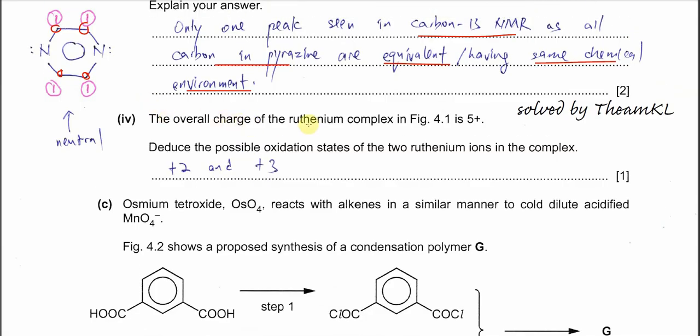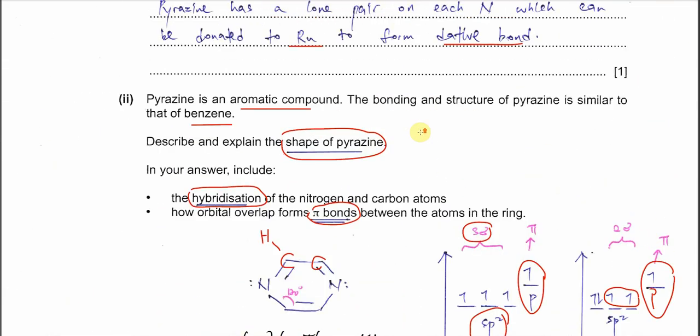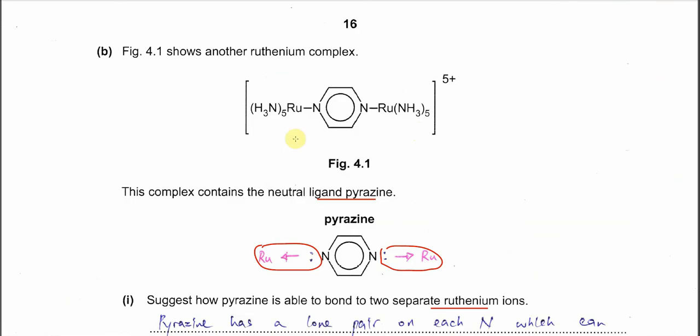Part 4. The overall charge of the ruthenium complex in figure 4.1, as shown just now, is 5 positive. The question asks us to deduce the possible oxidation states for the two ruthenium ions. Since it's 5 positive, we can assume one ruthenium is in the positive 2 oxidation state and the other is positive 3. It can be different, just like iron 2, iron 3. Together they form this 5 positive.